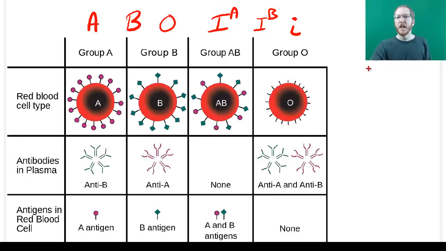So the way this works out is you could have someone that, for instance, is AO as their genotype. Somebody else could be BO, unfortunately for them, I guess.